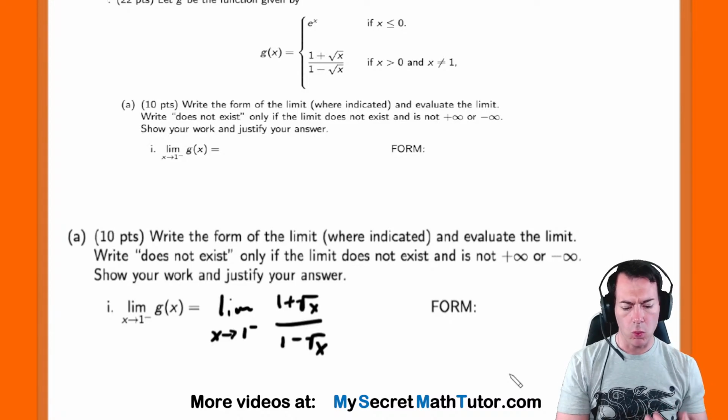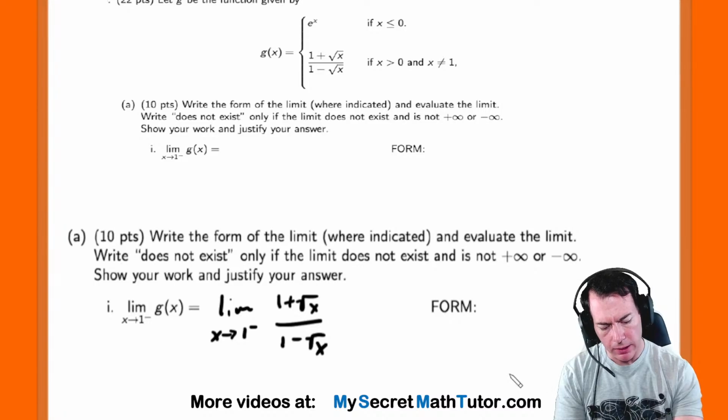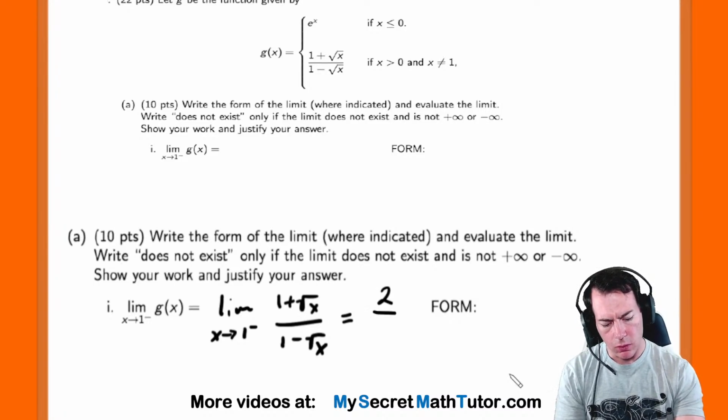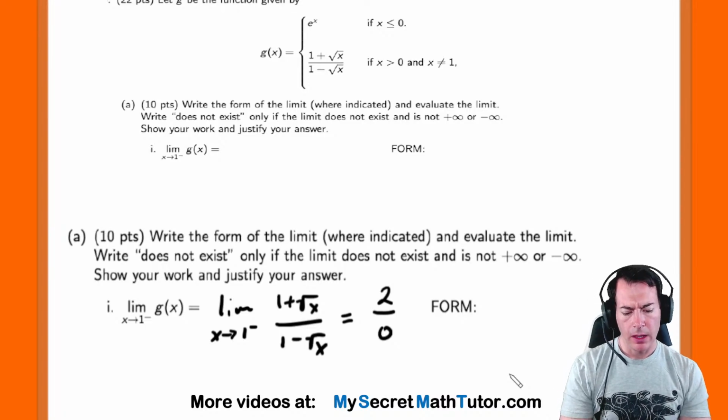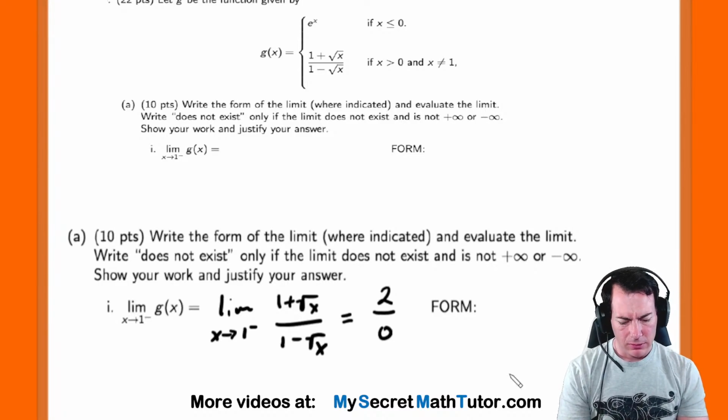Now, if I was to plug 1 into the top and bottom, it unfortunately gives me a 0 in the denominator. The top, it really just goes to 2. So if you want to think of this as the form that it turns into, the form is like 2 over 0. Now, that immediately tells me that it's going to go towards positive or negative infinity, depending on what sign it is.